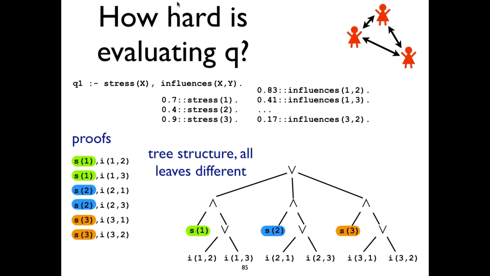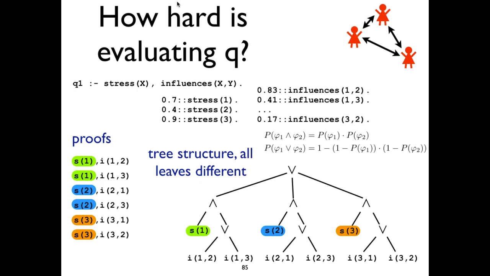Here you see a simple program. It's again distress and influenced. And you see that you get these kinds of proofs. If you look at the tree that you get here, these are the ones for stress; these are our random variables. You see the ones for influence. And this is a pretty nice structure. The reason that it is a pretty nice structure is that none of these facts occurs multiple times in this proof tree. And in this case, it is actually easy to compute the probability.